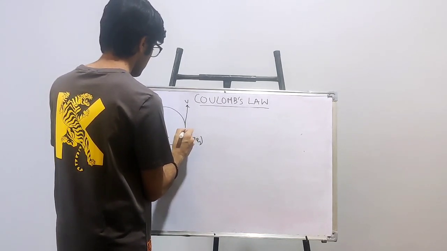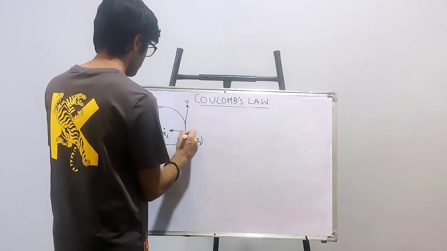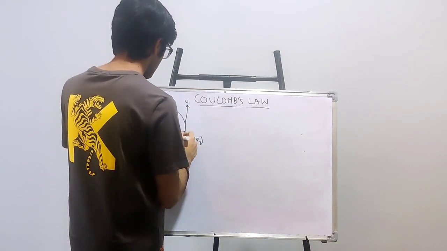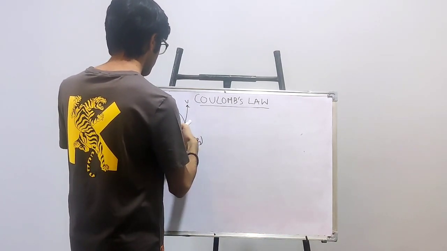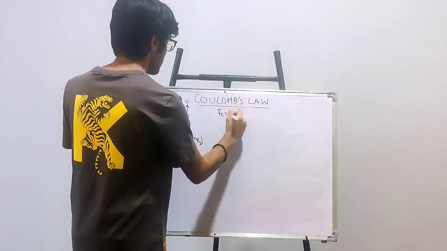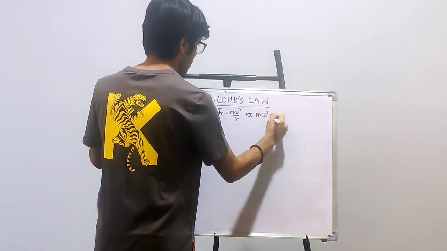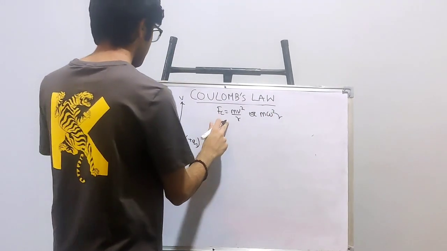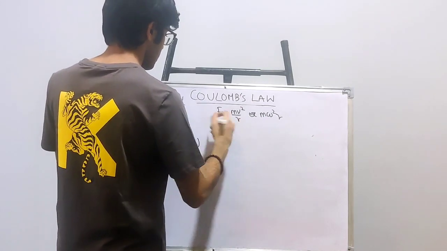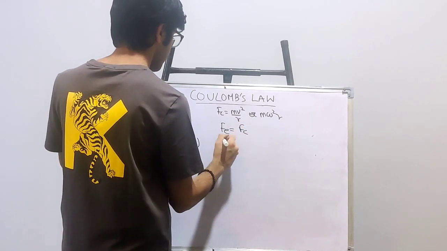Since these charges are of opposite nature, they will attract each other. So the charge at P will be attracted towards the charge at O, and this is also the direction of the centripetal force. Centripetal force is mv square upon r, or m omega square r. And this centripetal force is equal to the electrostatic force. So F electrostatic is equal to the centripetal force.